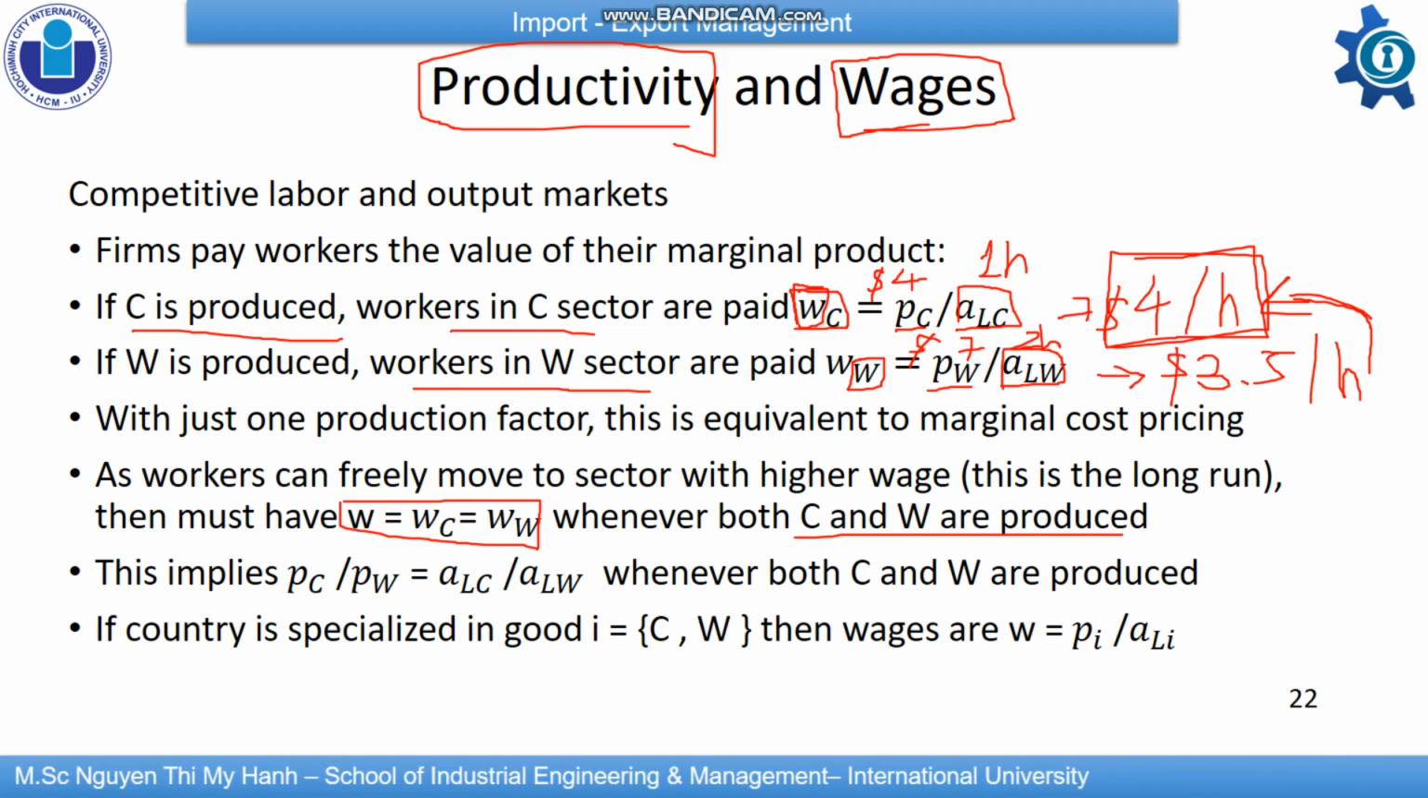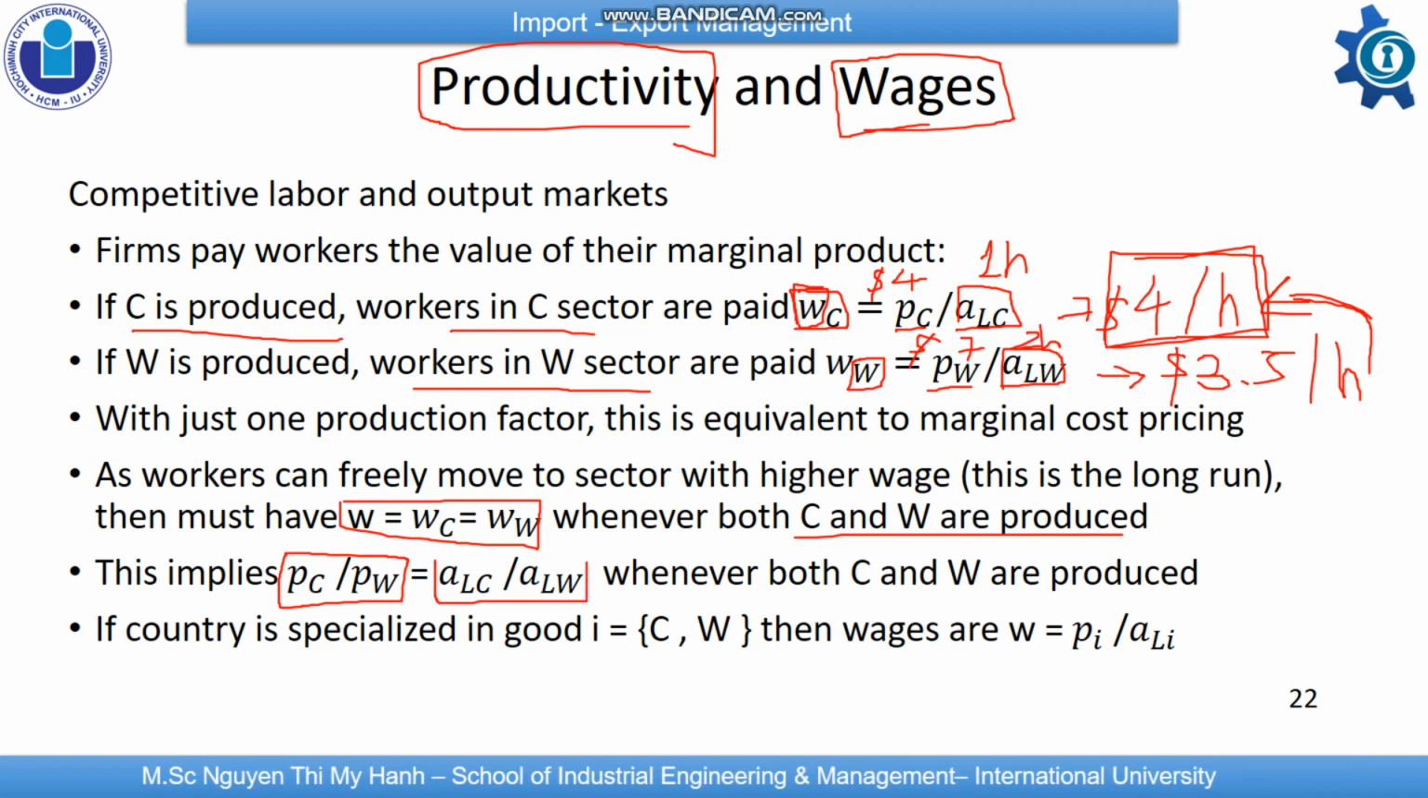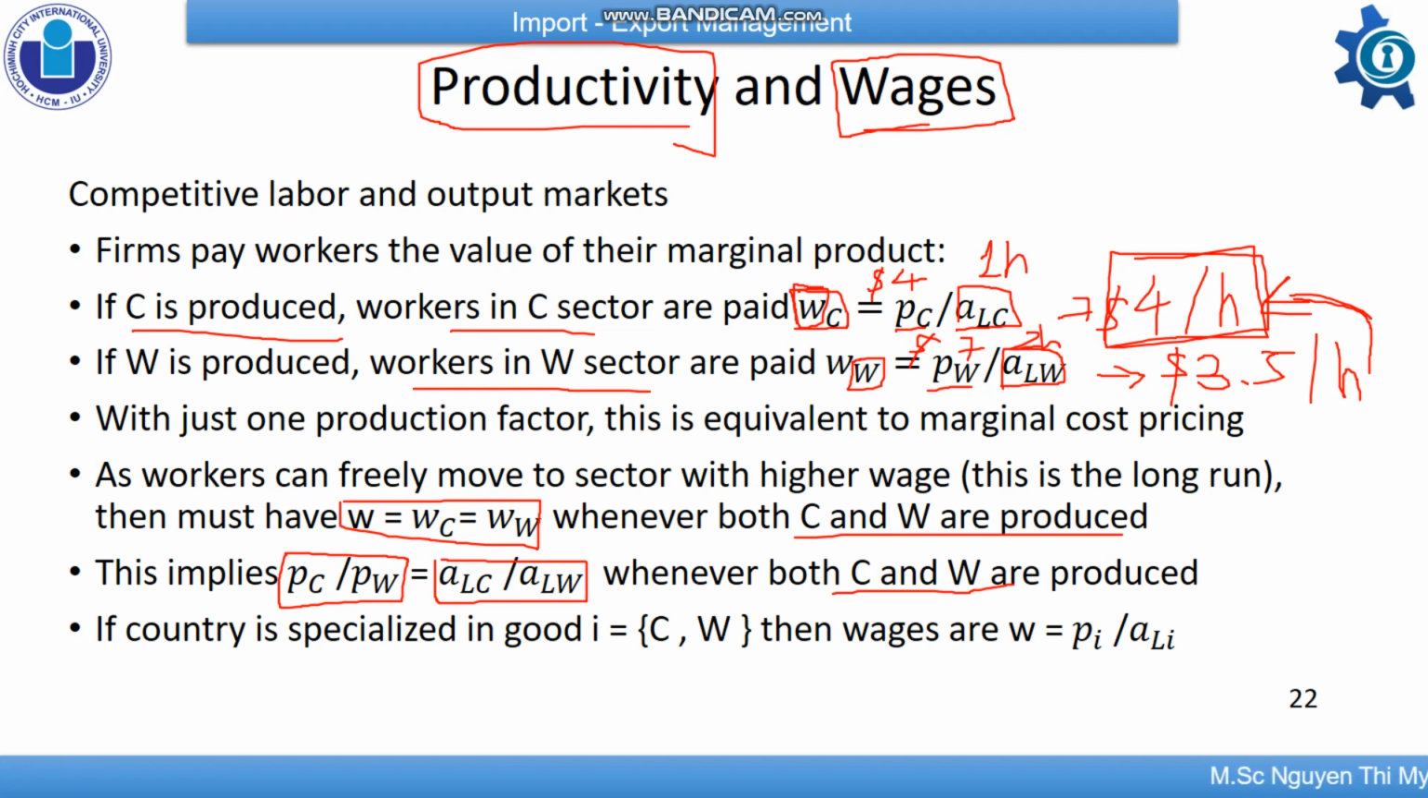And if we have the ratio between the price of G divided by the price of Y, this one is the relative price of cheese, it is equal to the relative unit labor requirement of cheese when both cheese and Y are produced. Okay, and if the country specializes in cheese or Y, it has two options, cheese or Y, then the wage will be equal to the price divided by the unit labor requirement of each sector.